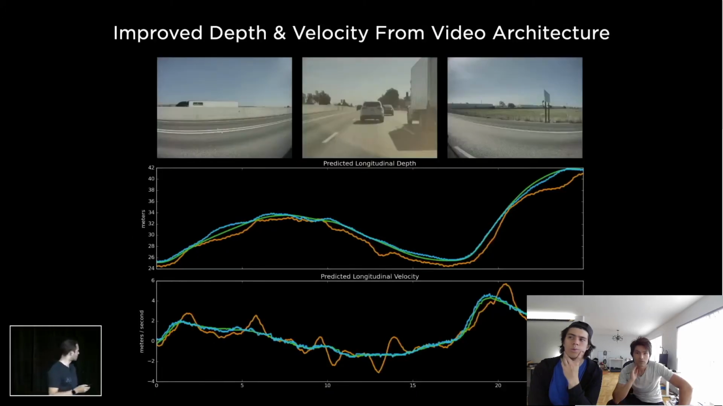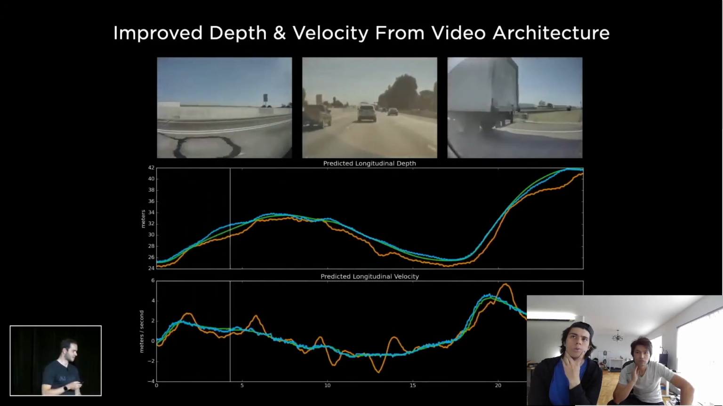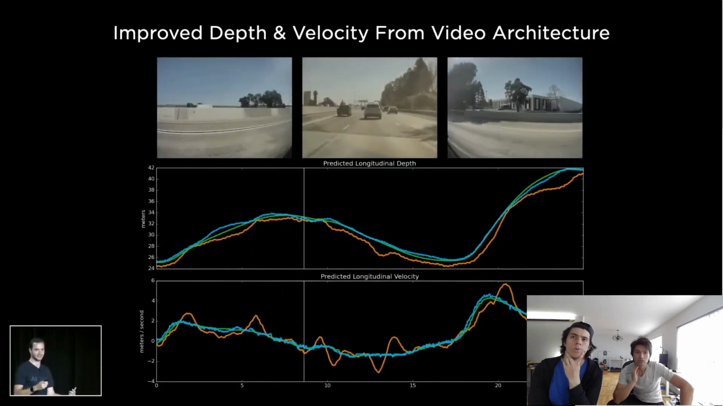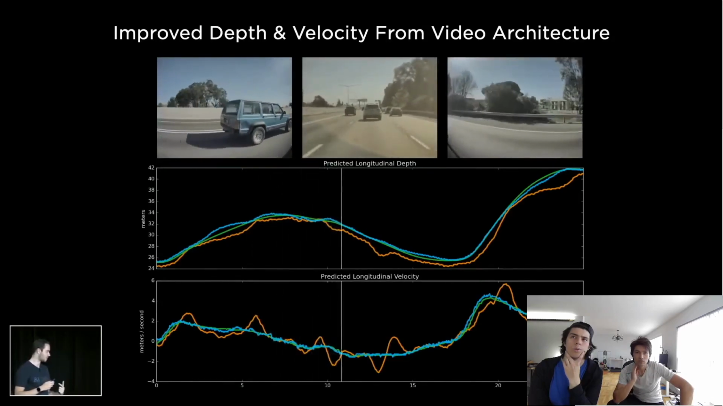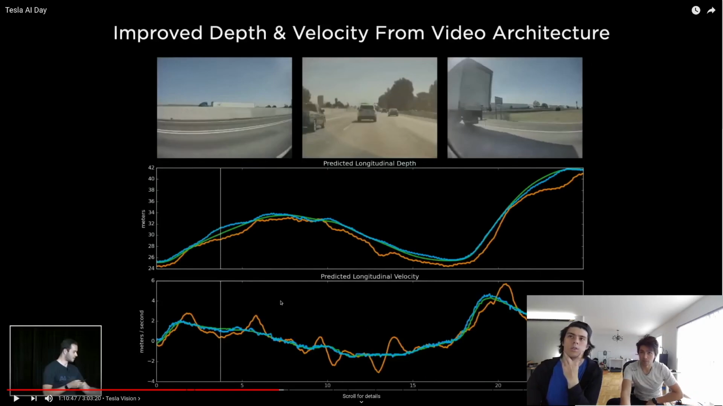So here I'm showing a clip from our remove the radar push, where we are seeing the radar depth and velocity in green, and we were trying to match or even surpass, of course, the signal just from video networks alone. Single frame is orange, blue is video, green is radar. This is where they were doing their radar removal.